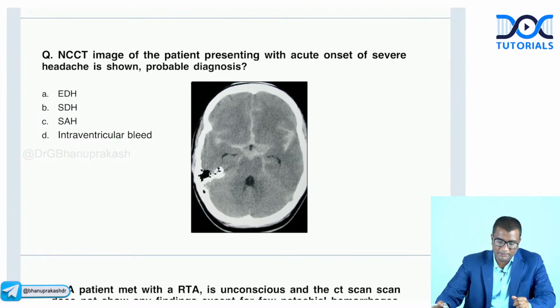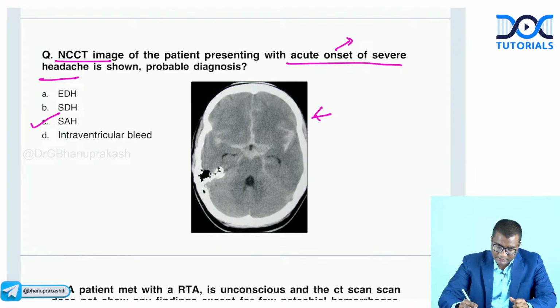Let's look at this next question. There is a CT scan image, and there is an acute onset of severe headache in this patient. A non-contrast CT is obtained. What is the diagnosis? Fast. Yes, that is correct. This is subarachnoid hemorrhage. Please remember, severe headache, right, is nothing but the thunderclap headache, the worst headache of his life.